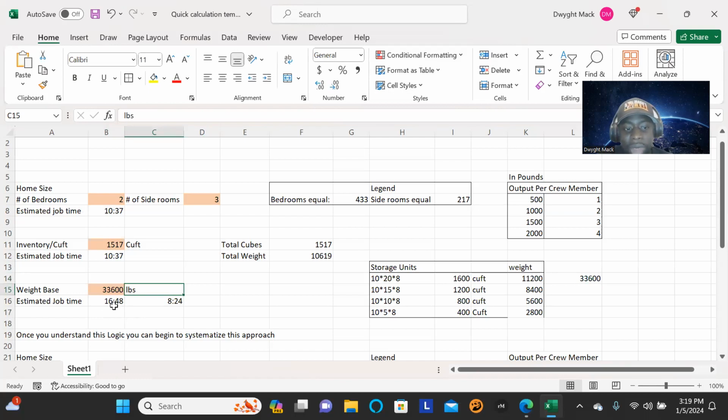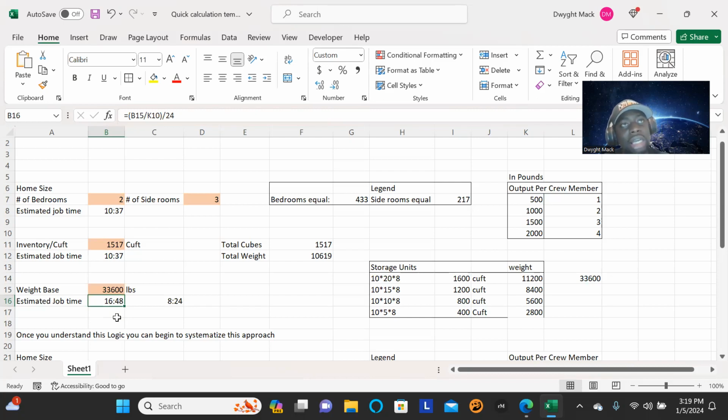And then for 4 guys, it's going to come out to about 16 hours, 45 minutes, or 17 hours if you want to round it up. So you're probably going to have to throw at least another 4 guys on this if you want to get it done in the same day. 4 guys, 2 trucks, approximately.